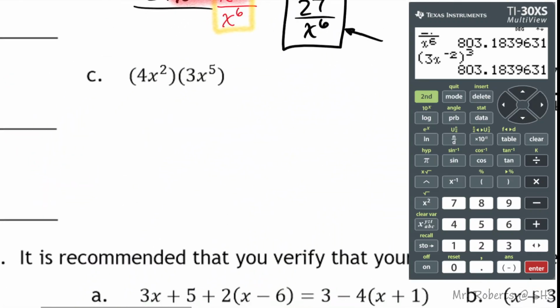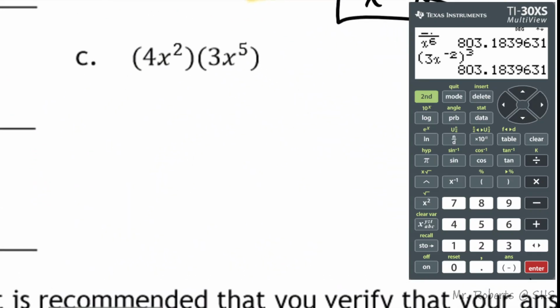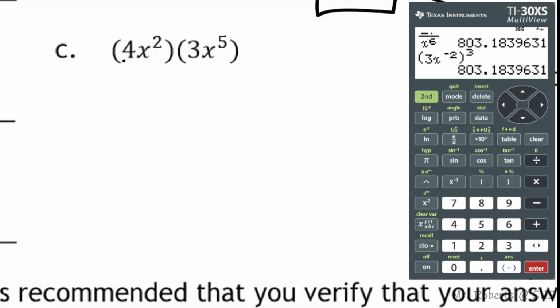Let's go to this one. So again, these are not binomials. It's just a monomial. I've got 4 times 3, which is 12. And then I've got 2 factors of x, x squared, times 5 more factors of x. That's exactly 7 factors of x. So I should have 12x to the 7th power.